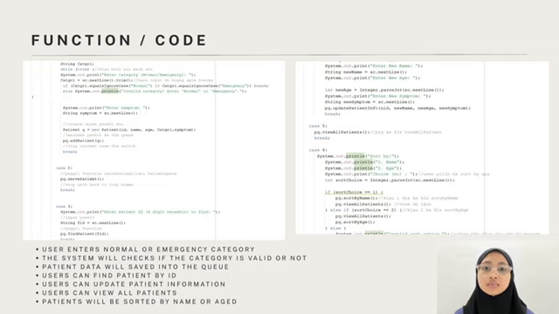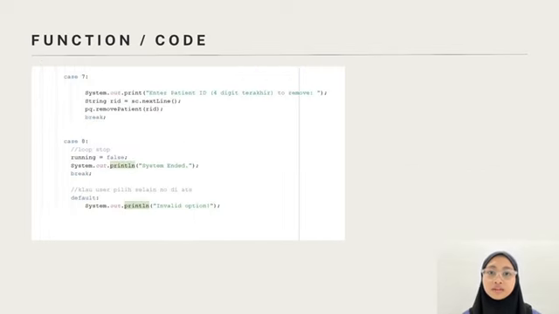And then the system helps manage patient data efficiently. It will check category, save data, allow update, and sort patients easily. In this slide, I will explain the code for removing a patient, exiting the system, and handling wrong inputs.